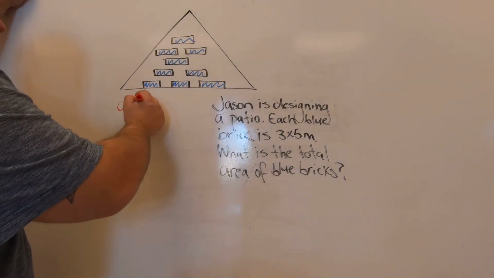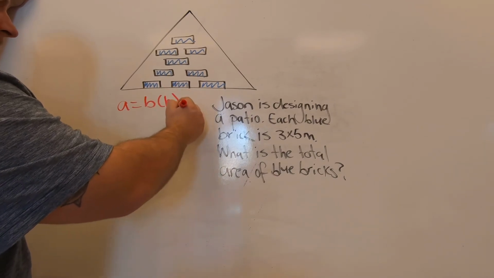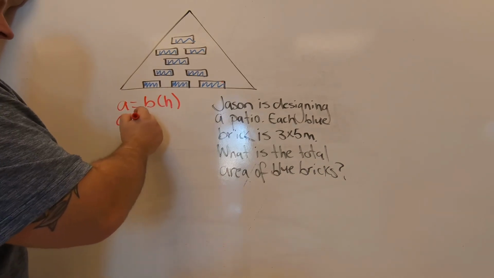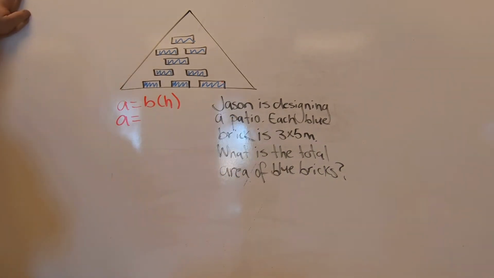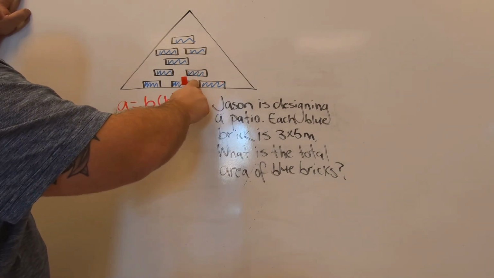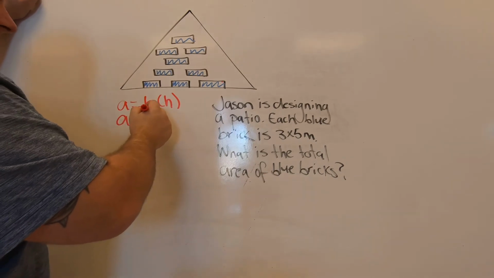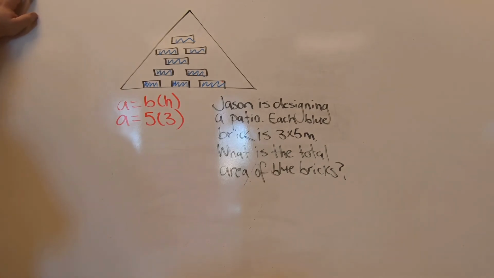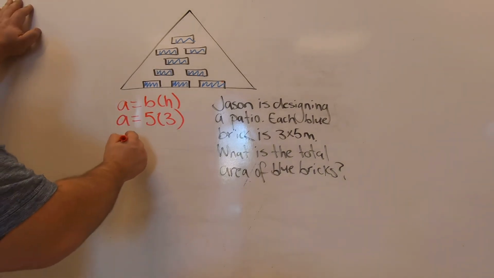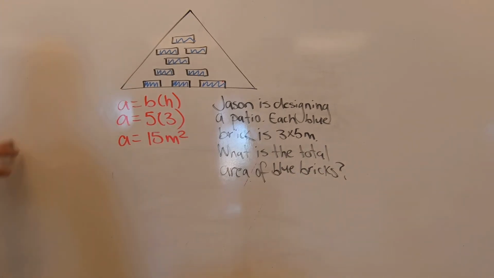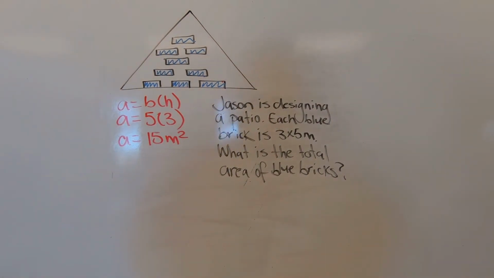Let's start with our formula. Area equals base times height. Because what we're going to do first here is find the area of one of these bricks. Again, it doesn't tell us which one is 3, which one is 5, but we can assume that the 3 is going to be the height, and 5 is going to be the base. So 5 times 3. But if you switched it, it wouldn't matter. You're going to end up with the same answer. So area equals 5 times 3 is 15 meters squared. Each one of those blue bricks is a total of 15 meters squared.